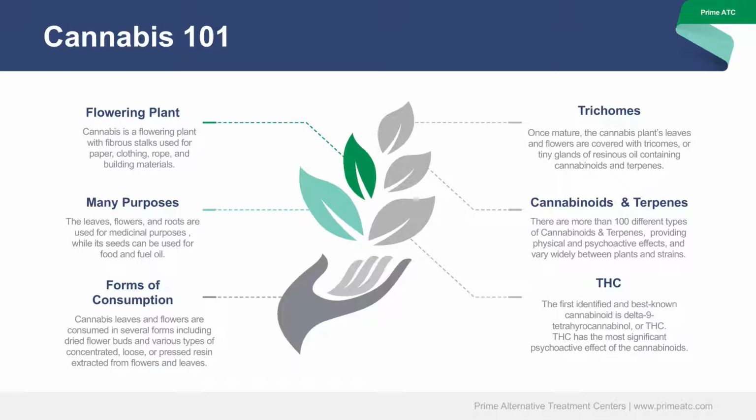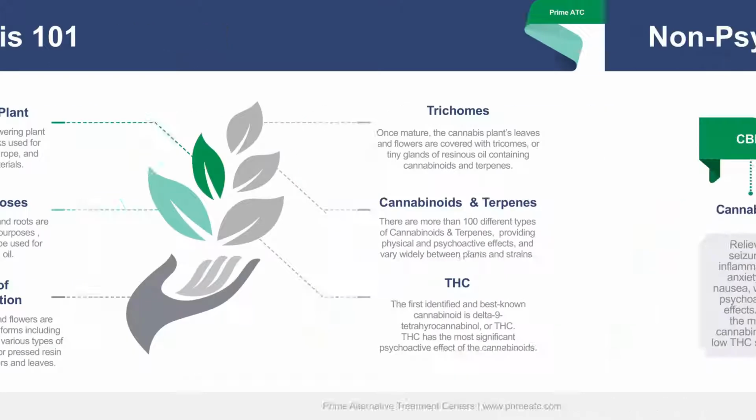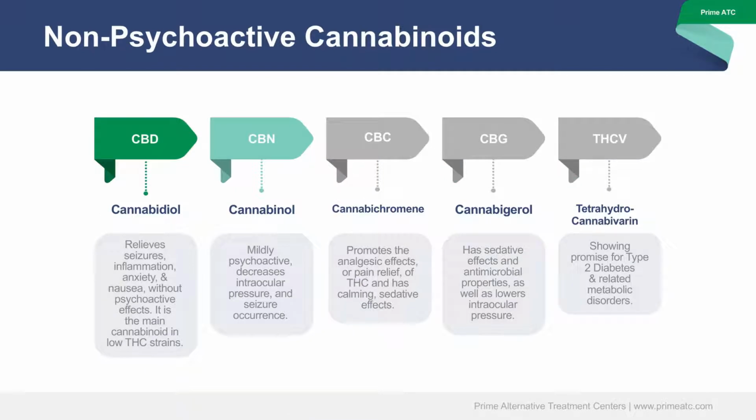While THC for many years has been the focus of breeding and research due to its various psychoactive and therapeutic effects, science is learning more about non-psychoactive cannabinoids, which have strong physiologic effects that can be therapeutic. CBD, or cannabidiol, has been found to relieve seizures, inflammation, anxiety, and nausea. These are many of the same therapeutic qualities as THC, but without psychoactive effects. CBD is the main cannabinoid in low THC cannabis strains, and modern cannabis cultivators have been developing strains with greater CBD content for medical use.